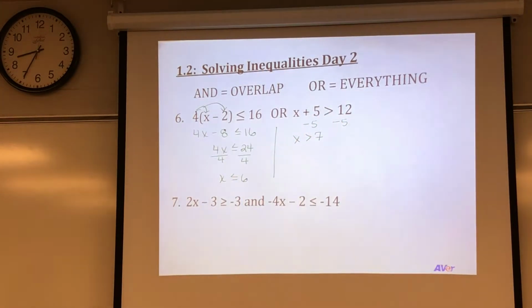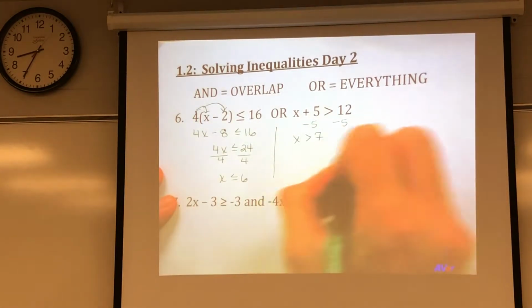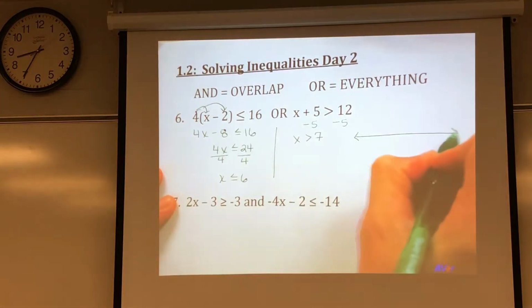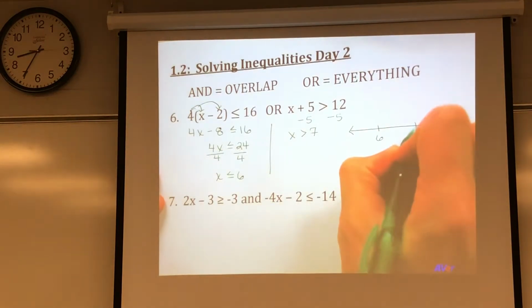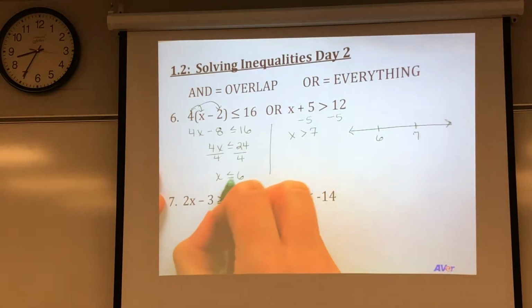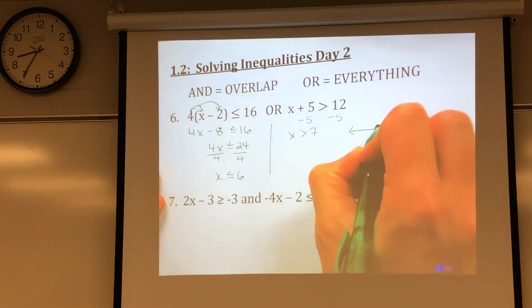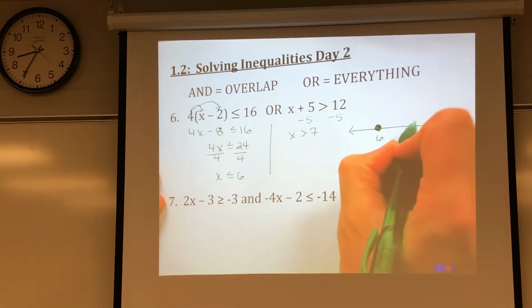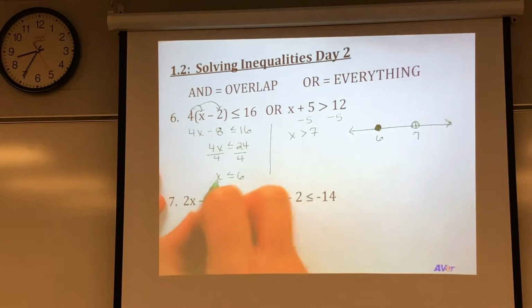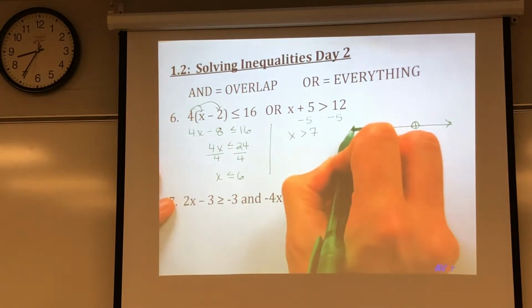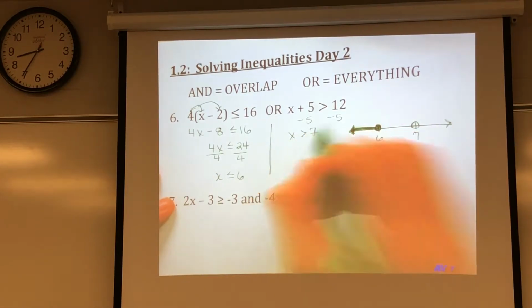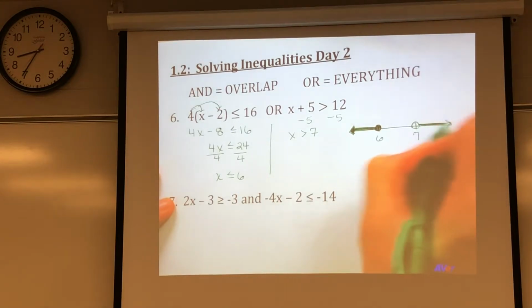Now we don't put them together like we did in part 1. Keep them separated. We're going to put both of those on a graph, making sure that your lowest value is on the left. So 6 has to go on the left, 7 has to go on the right. 6 has an equal to sign, so that's a closed circle. 7 doesn't, so it's an open circle. This says x is less than or equal to 6, so we're going to shade to the left. This says x is greater than 7, so we're going to shade to the right.